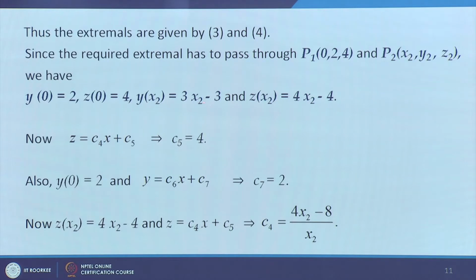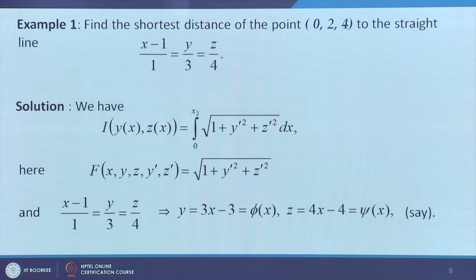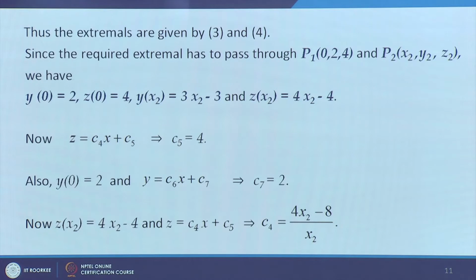So y at x2 is 3x2 minus 3. We have y equal to 3x minus 3. So y at x2 is equal to 3x2 minus 3 and z2 equal to 4x2 minus 4. So we get z at x2 equal to 4x2 minus 4. Now what we have, z equal to c4x plus c5. In this you put x equal to 0, and we get z equal to 4. So c5 is equal to 4, and y at x equal to 0 is 2. So what we get is c7 is equal to 2.